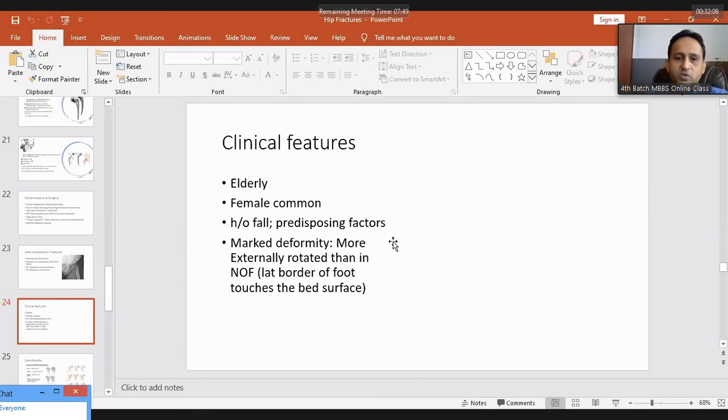One difference is that the patient will similarly be unable to weight bear, a quite frail patient. But the one significant difference is that the foot position will be more externally rotated, almost parallel to the surface of the bed, as compared to the neck of femur fracture. So that's one important differentiating point.